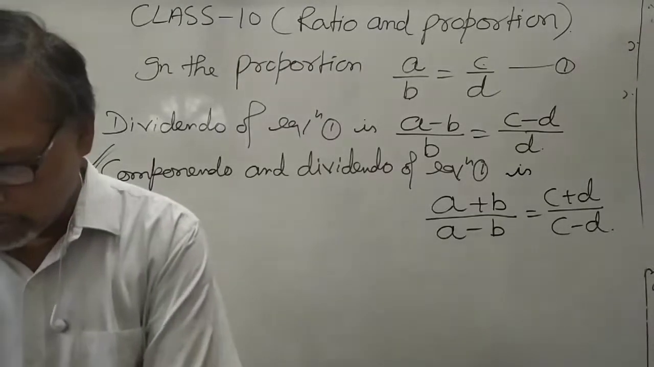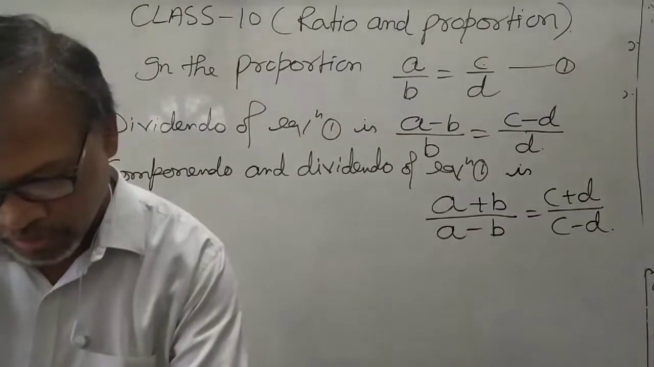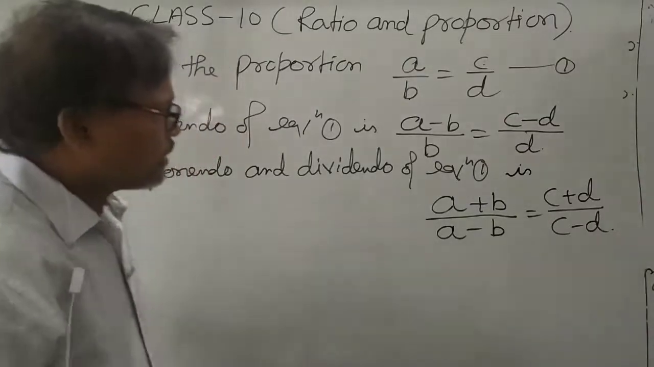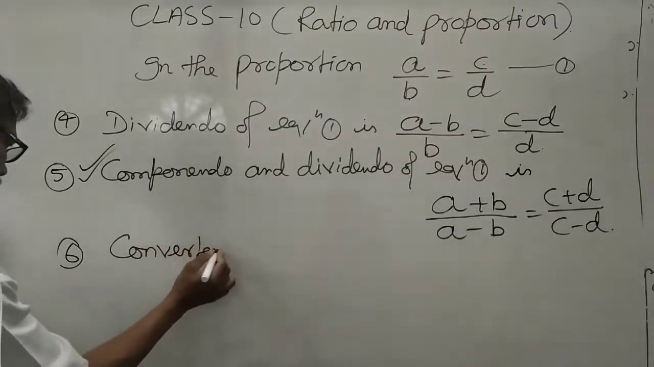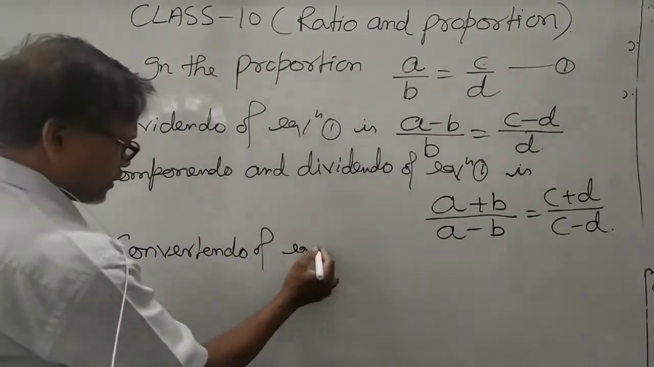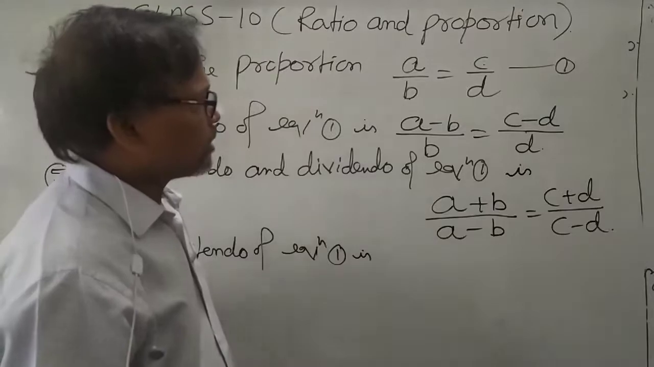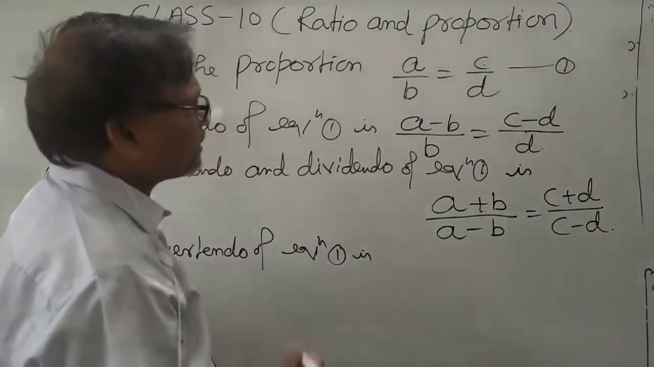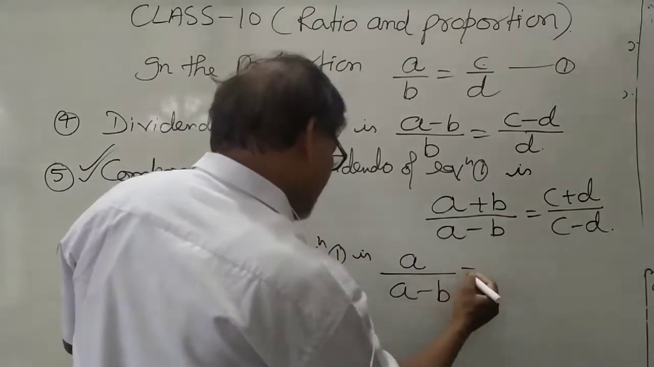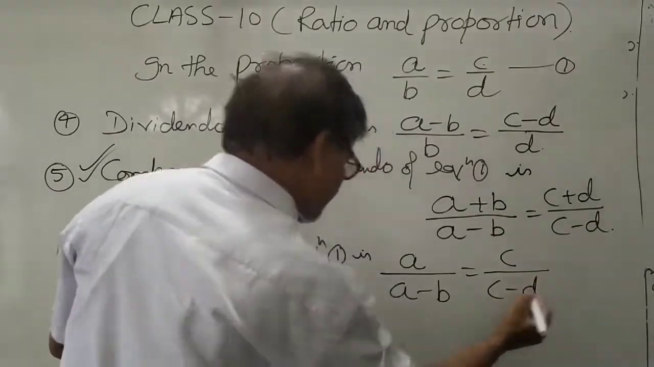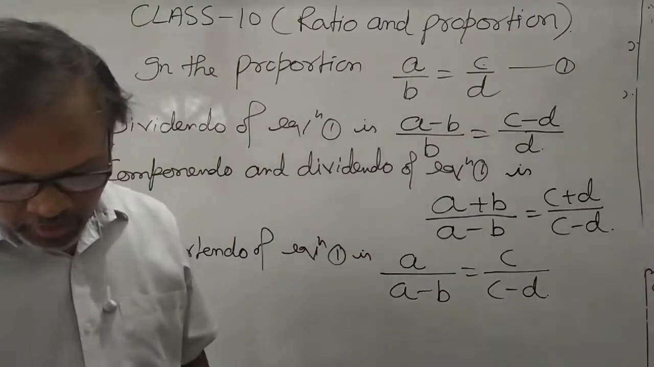Then after componendo and dividendo, convert into: you subtract B in the numerator and then write like this, A upon A minus B is equal to C upon C minus D, and write in the denominator. This is called convertendo.